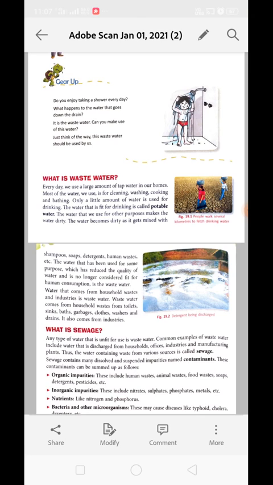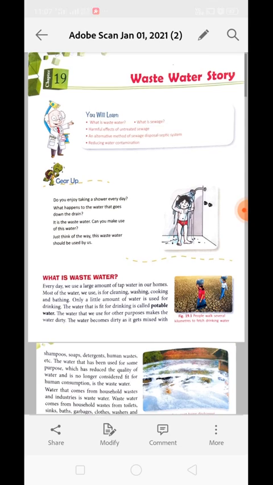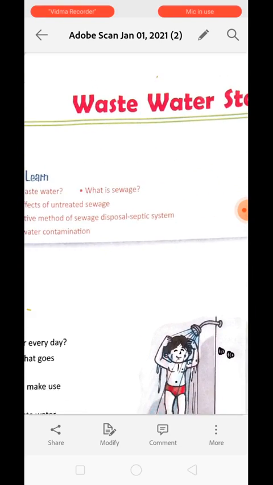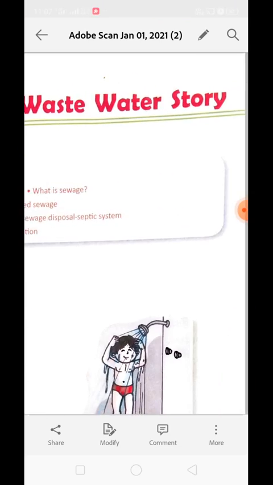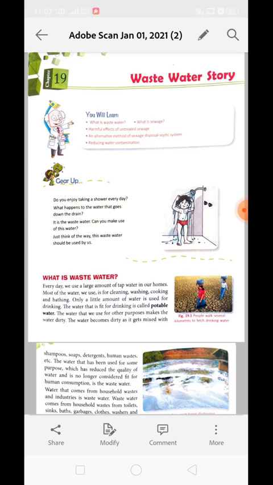Today we are discussing our 19th chapter, called Wastewater Story. In this chapter you will learn what wastewater is, what sewage is, what the harmful effects of untreated sewage are, an alternative method of sewage disposal, the septic system, and how to reduce water contamination.